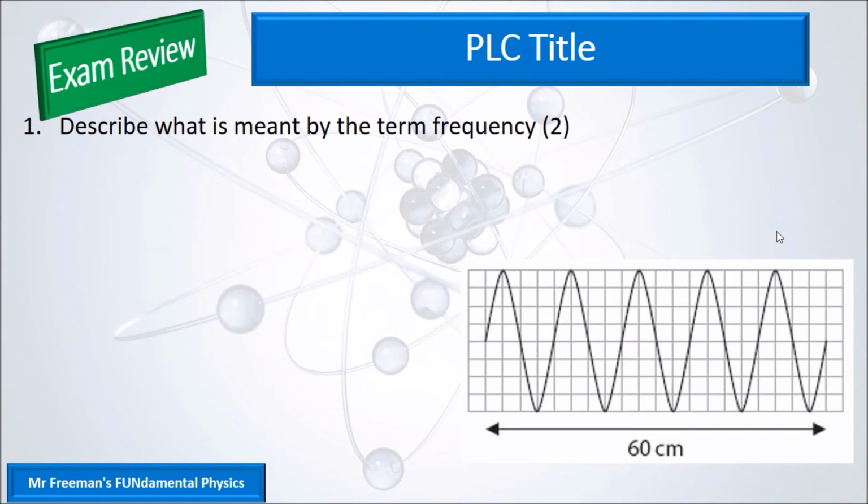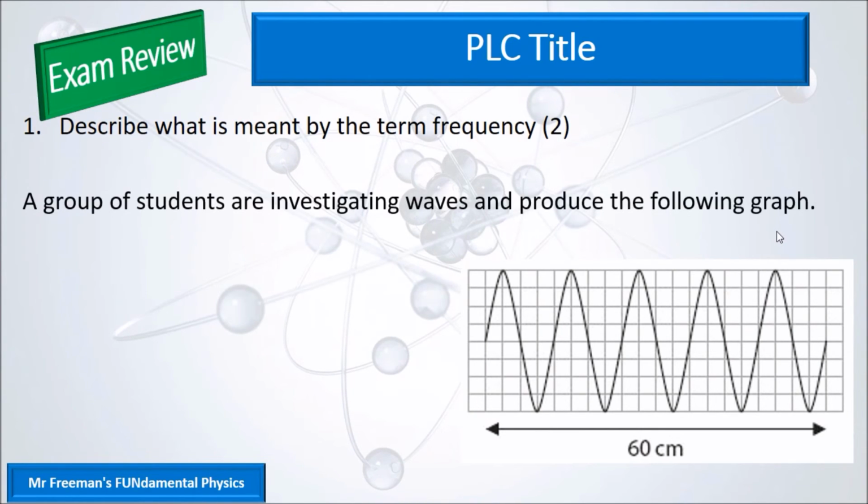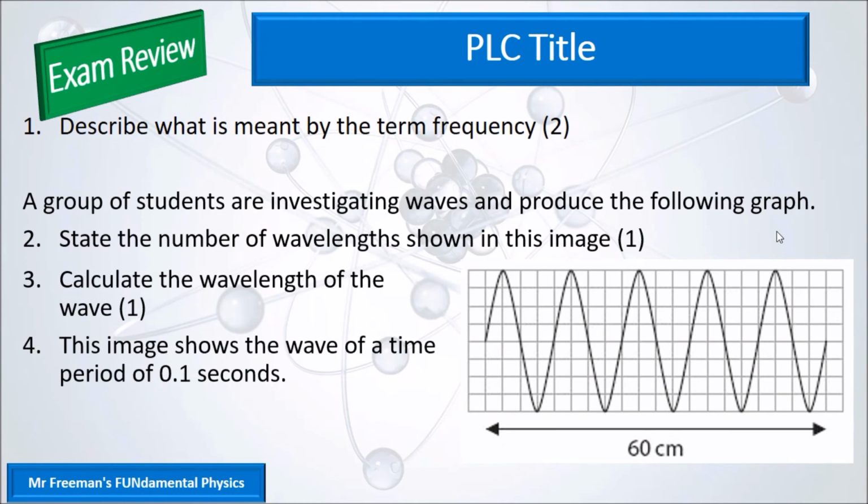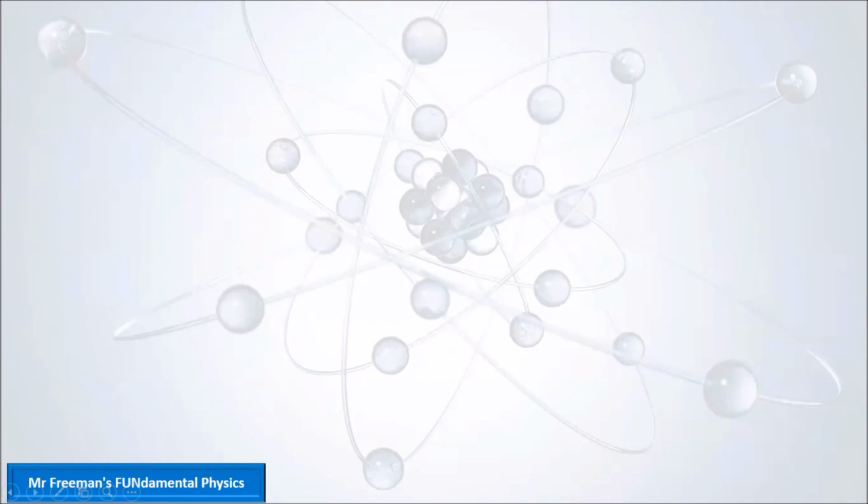Okay, we should now be ready to try these exam questions fully on our own. First one, describe what is meant by the term frequency. And then moving on, a group of students are investigating waves and produce this graph. Can you state the number of wavelengths shown in this image? Can you then calculate the wavelength of the wave? And then, knowing that this image shows a wave over a time period of 0.1 seconds, can you calculate the frequency of the wave? Good luck.